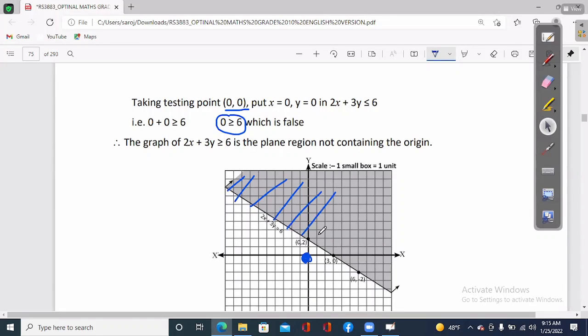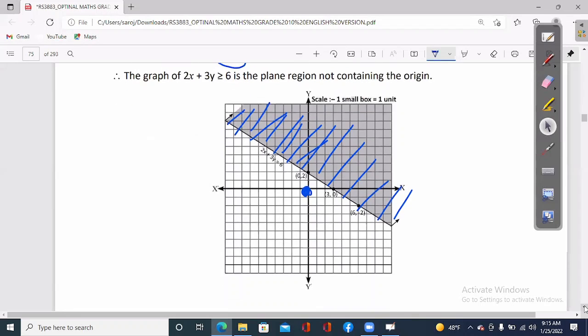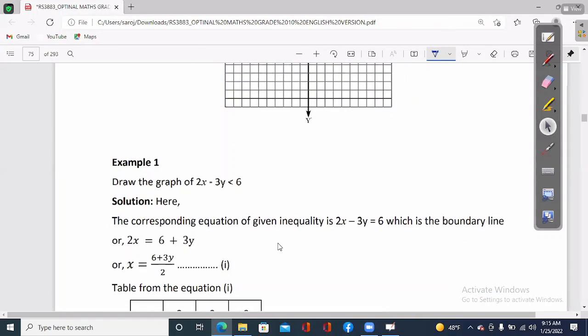Now we cannot show the arrow towards the origin. Arrow will be away from the origin. So I think everybody has understood the way of showing the inequalities. This is the first example. Now example number 1. This we have already done.